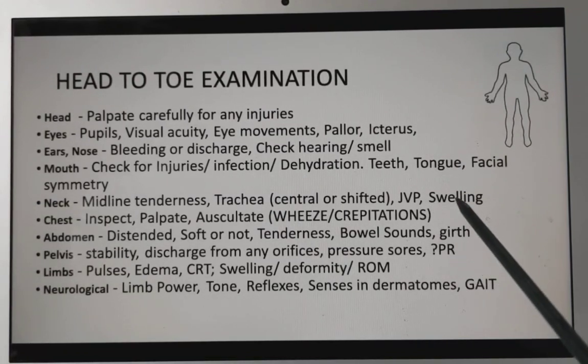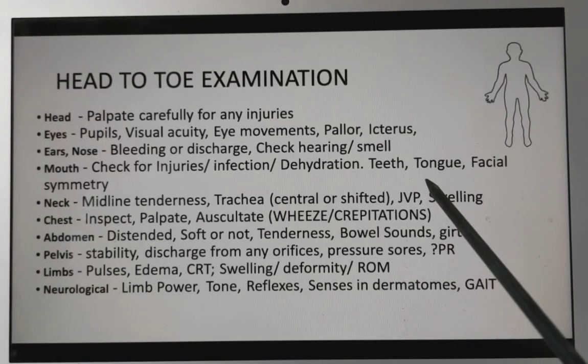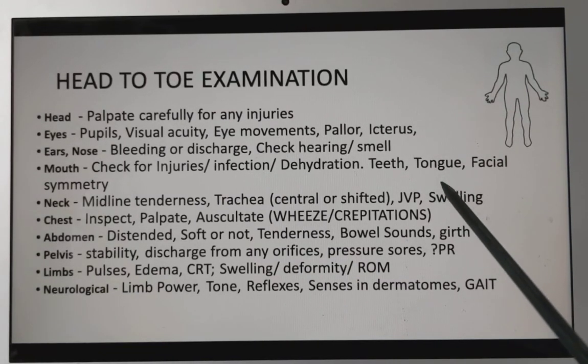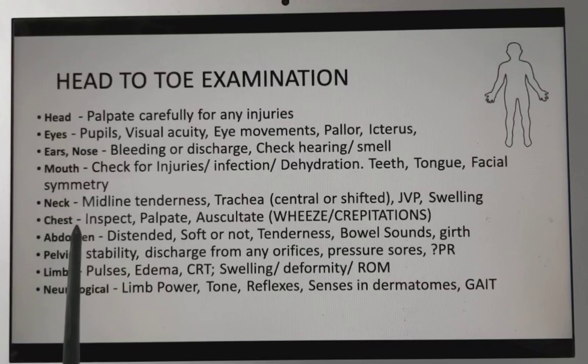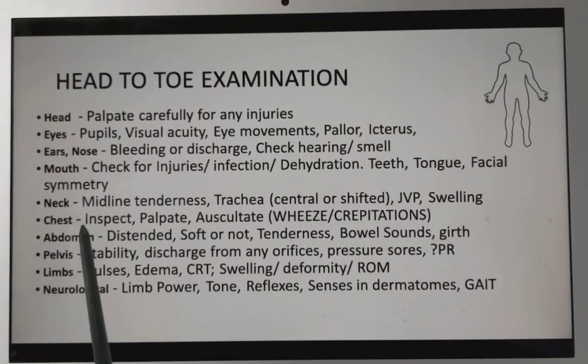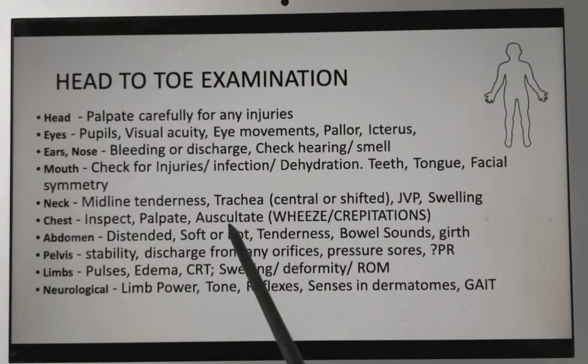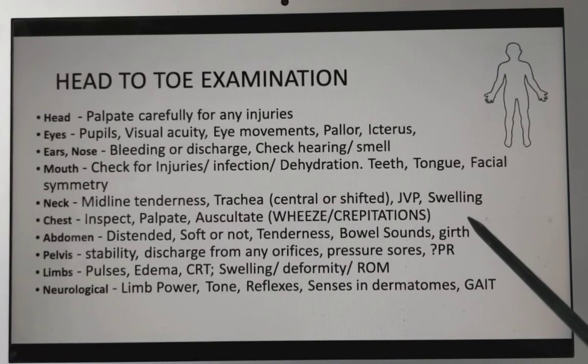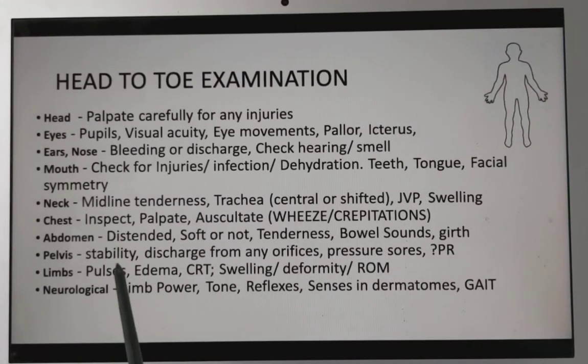Neck: midline tenderness, trachea, jugular venous pressure, or basically their jugular veins, any swelling in the neck. Coming to the chest now: inspect, palpate, auscultate. Percussion in the emergency department, I have sometimes not found very useful, but anyways, if you can do that. Abdomen: check whether distended, soft or not, any focal or localized tenderness, any bowel sounds, what's the girth, any injury signs there.